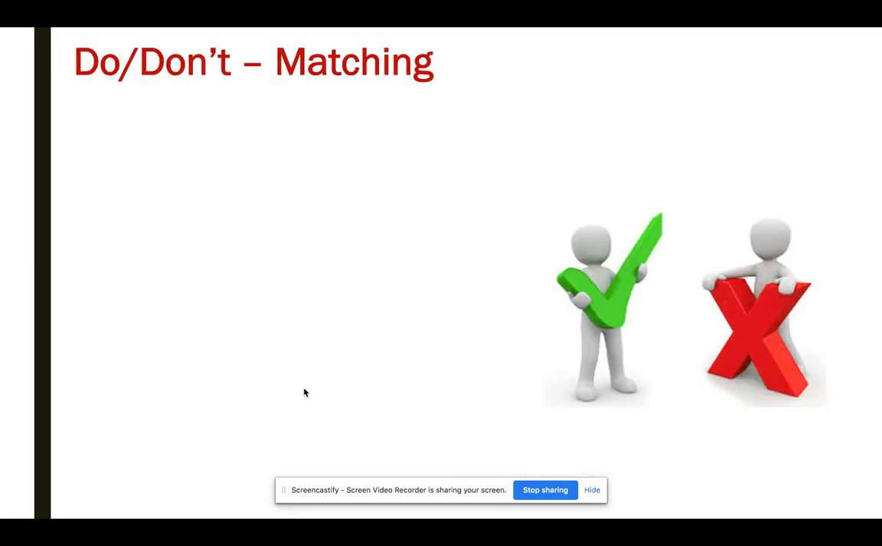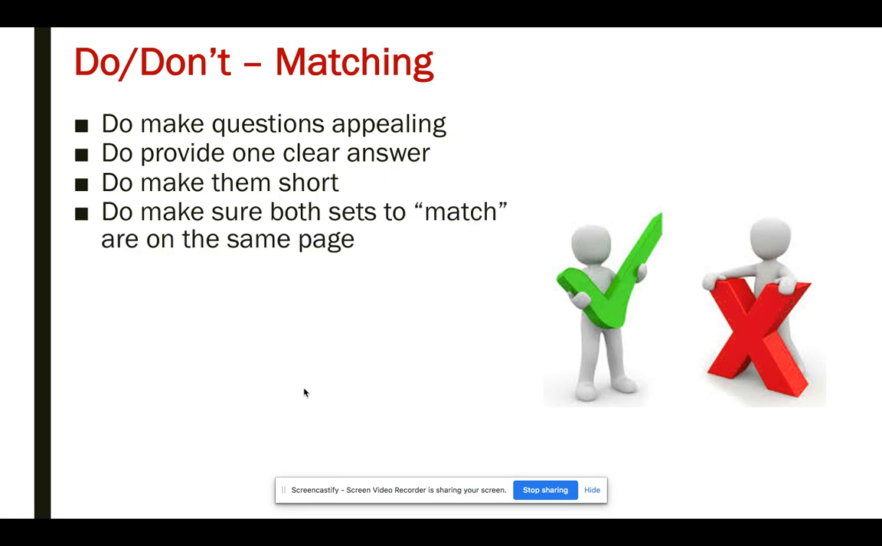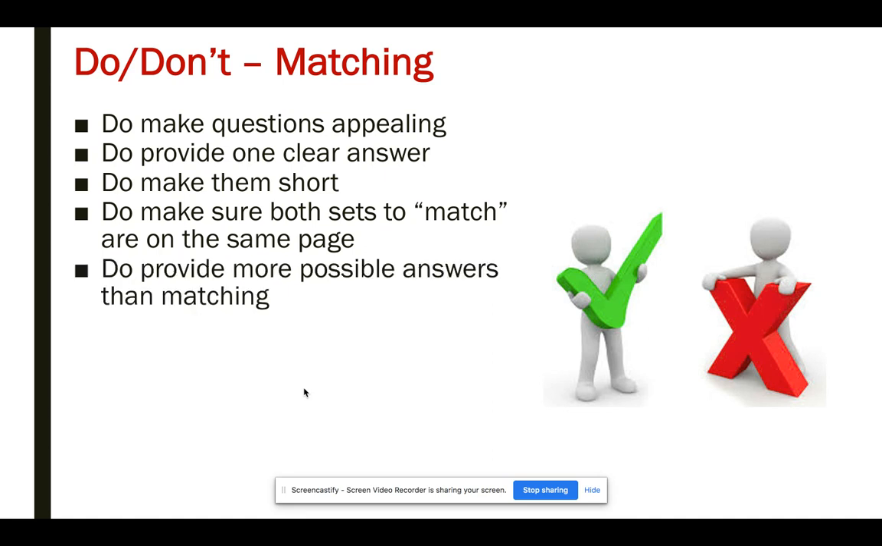Next, do and don't matching. Matching really can only be used with knowledge goals. So we want to make them as appealing as we can with one clear answer, and they should be short. You shouldn't have to read a whole long thing and then find one word to match it with. Make sure both sets to match are on the same page. So don't have the terms on one page and the definitions on the other.